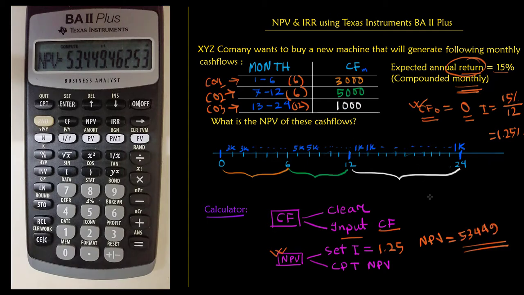53449, and there is no IRR of this project because you need at least one cash outflow to have an IRR of any project. And that's all for this video. See you in the next one.